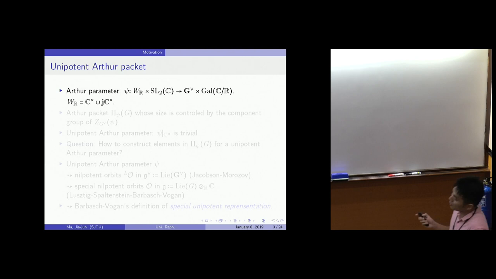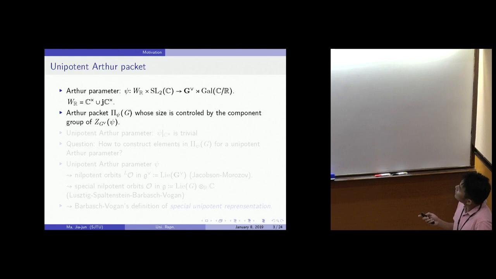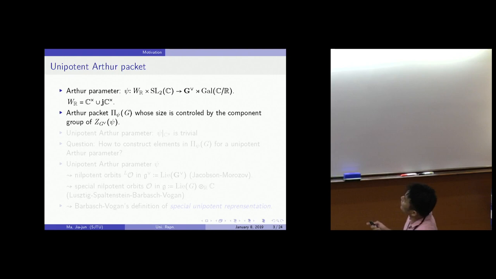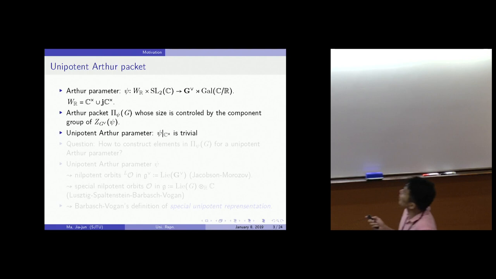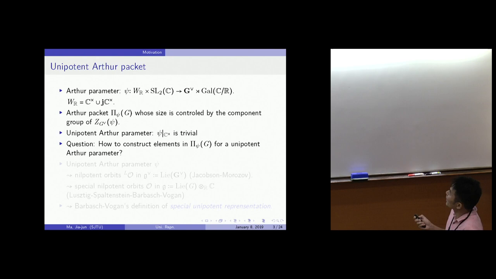Given this parameter, one can construct an Arthur packet, from global considerations, and you also have a local component. For the real case, you will have a collection of finitely many representations, and the size of this packet is more or less controlled by the component group of the centralizer of this parameter. But we would like to consider a very special type of parameter, called a unipotent Arthur parameter. These are parameters that are trivial when restricted to C cross. So one question is how to construct elements in the Arthur packet for a unipotent Arthur parameter.